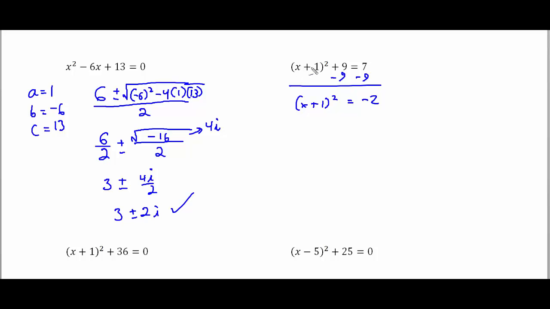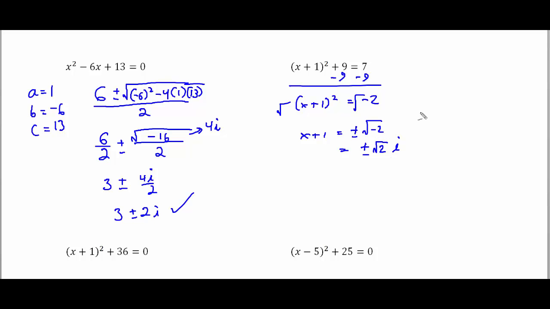It is possible for us to have FOILed this out, write it twice, FOIL it out, move everything to one side, and use the quadratic formula, but you'll see that this problem goes pretty quickly, because as I square root both sides, I now have x plus 1 is equal to plus or minus the square root of negative 2, which I can rewrite to be plus or minus the square root of 2i, taking the negative out of the problem, which would make it i.